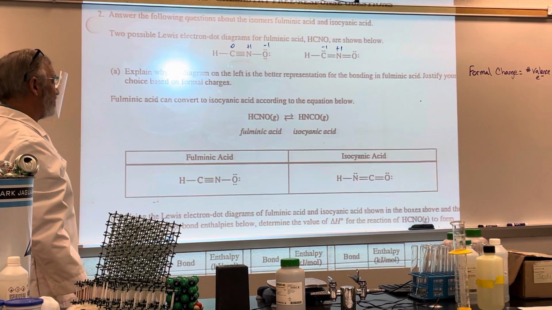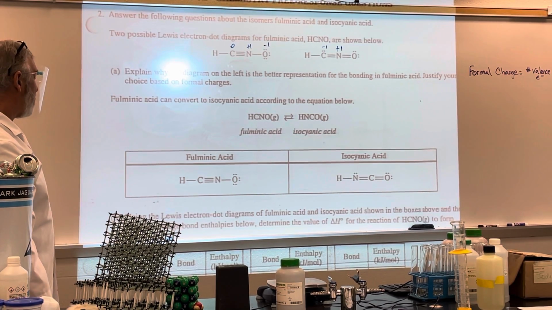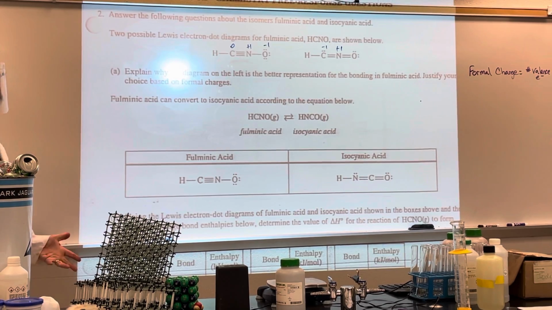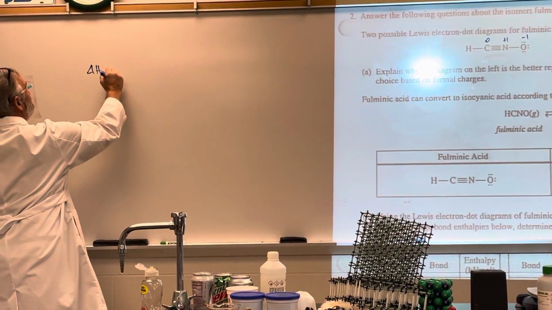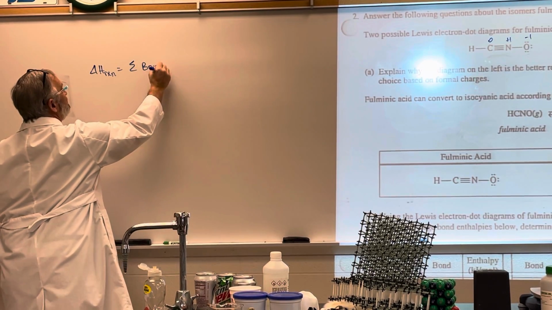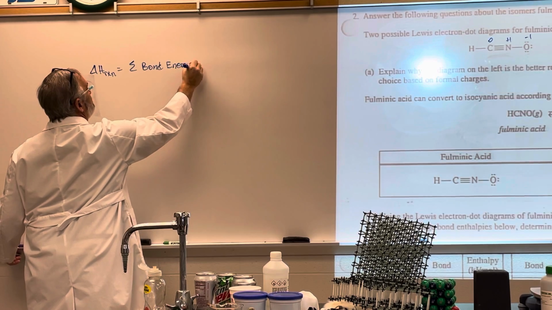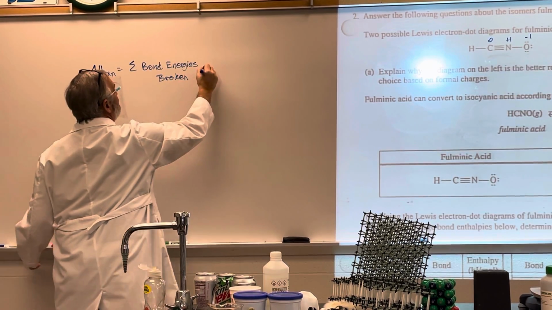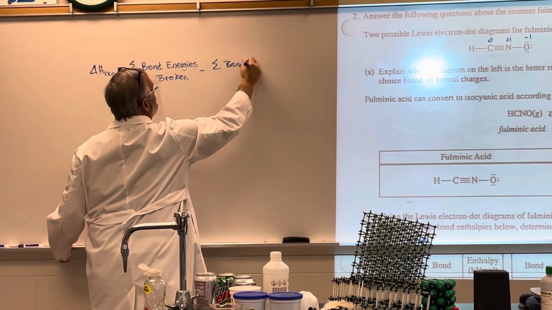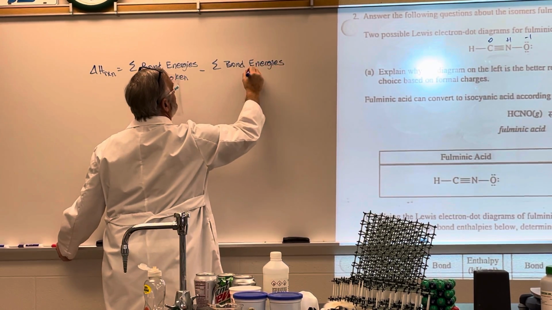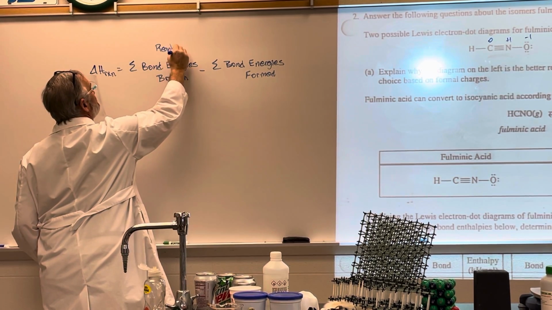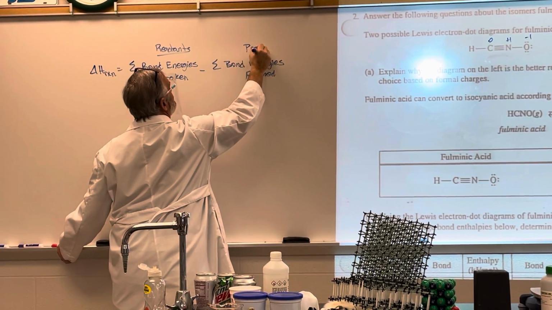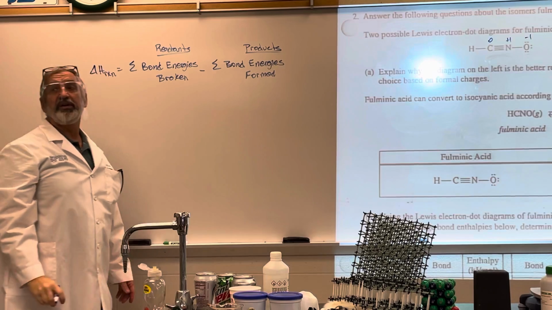All right, so using electron dot diagrams and bond enthalpies, determine the value of delta H. So how do we do this? Remember with bond energies, delta H of the reaction is equal to the sum of bond energies broken minus the sum of bond energies formed. Now, unfortunately, this is reactants, and this is products. This is the one that's backwards from all the other ones.